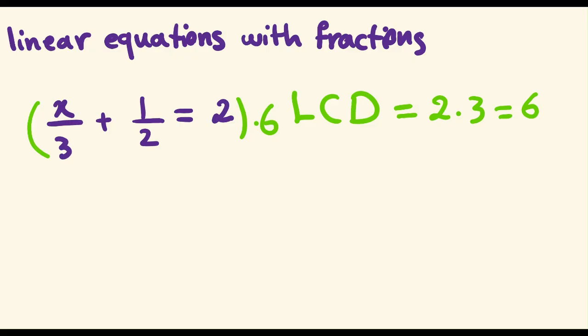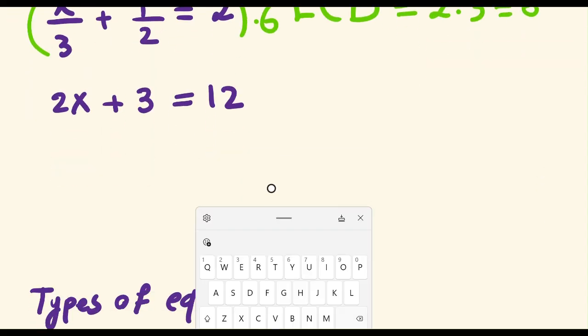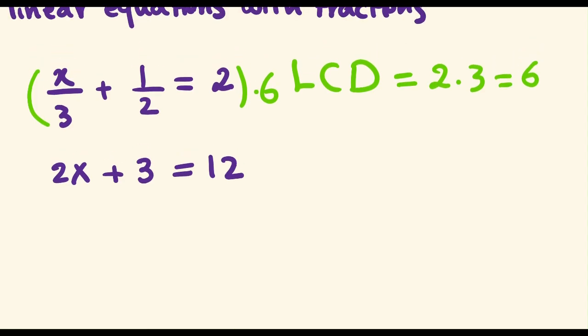the previous rules. So if I start by multiplying both sides by 6, x over 3 times 6 becomes 2x, and then 1/2 times 6 becomes 3, and 2 times 6 is 12. Now I have an equation without fractions, and then to solve the equation we can simply subtract 3 from both sides.